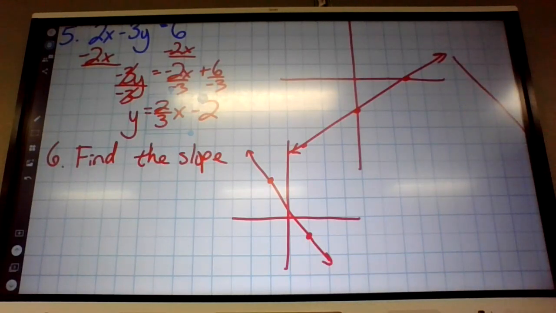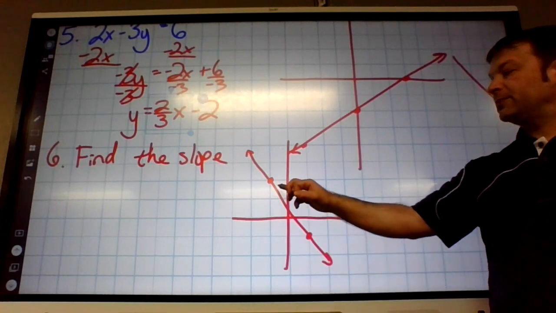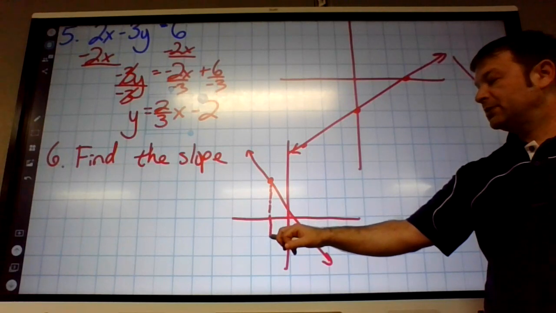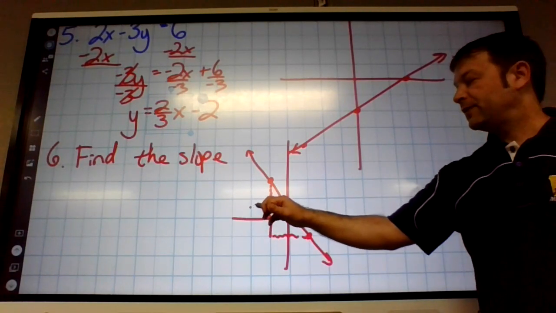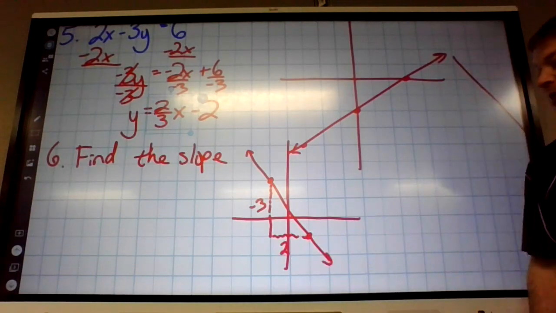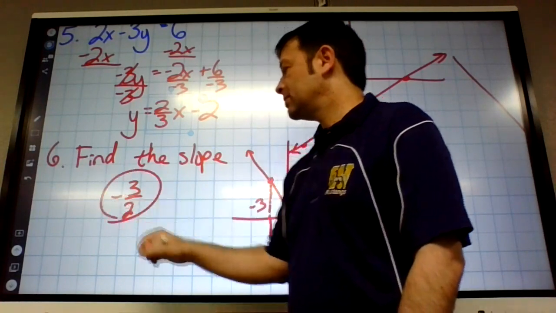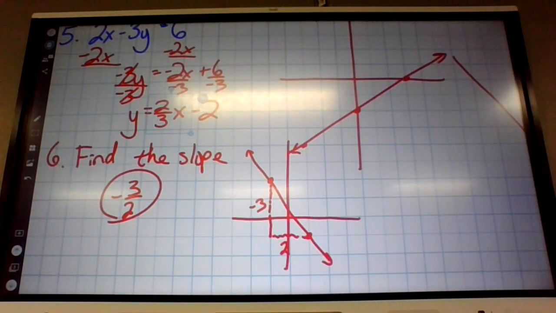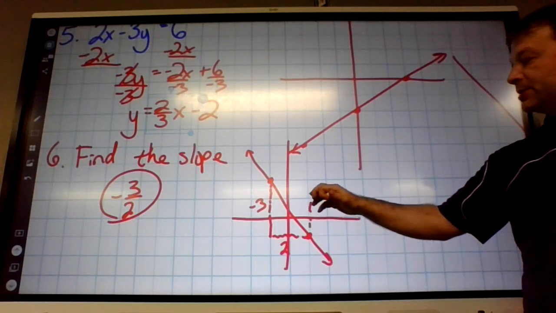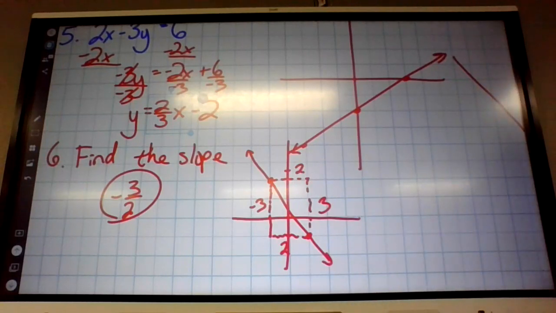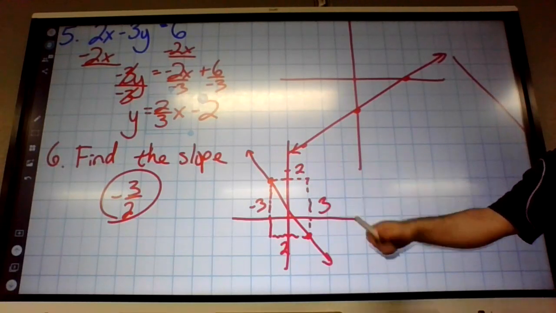Okay, then once you identify a couple points, you can find the slope, the rise and the run. So how much is this line rising? Negative 3, and it's running over 2. So the slope is negative 3 halves. If you go this way, it would be rise 3 and run negative 2. So it's still negative 3 halves.